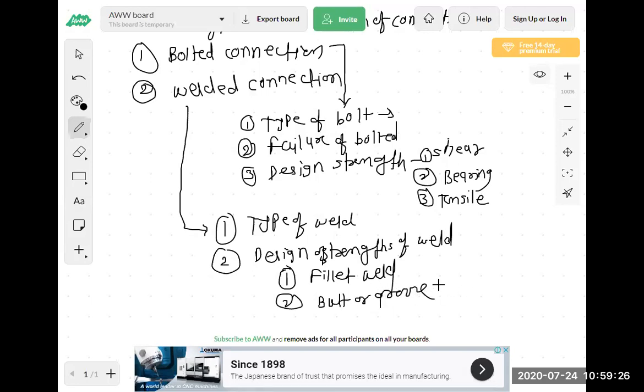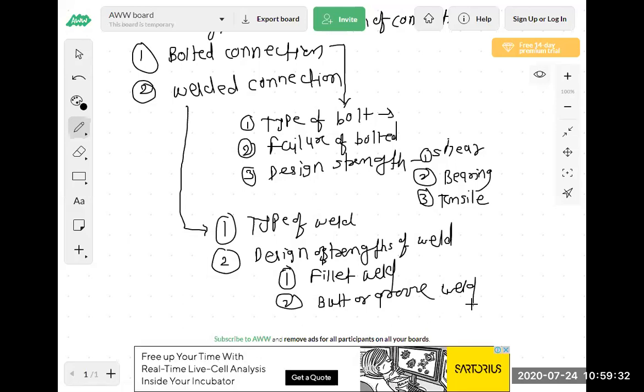This much design strength we have learned, and we have solved the numericals. That means we find how much length of weld is required for the particular load coming on the joint. Here we have designed the connections. So two connections we have learned, bolted and welded.